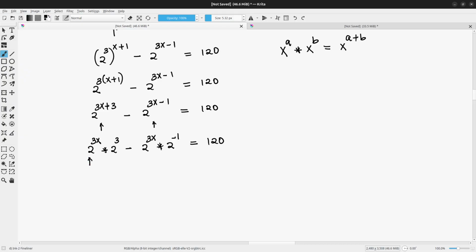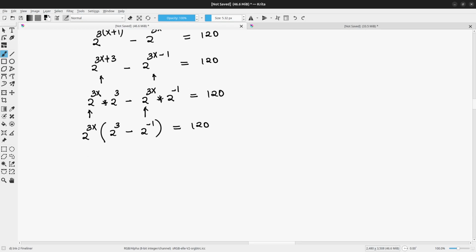Notice that here we have 2 to the power of 3x and we also have it here. So it is the common factor. Let's factor it out. So this becomes 2 to the power of 3x, then in brackets. In the first expression, we'll be left with 2 to the power of 3 minus, for the second one, we'll be left with 2 to the power of negative 1, and this is equal to 120. Now, this is the same as 2 to the power of 3x, then 2 to the power of 3, that is 8, minus 2 to the power of negative 1.